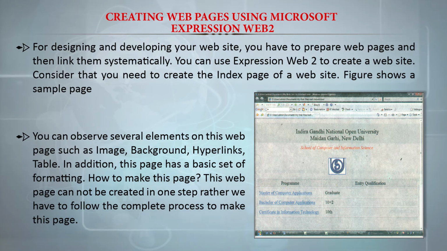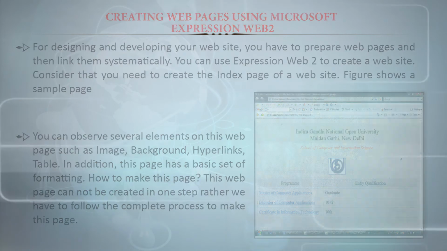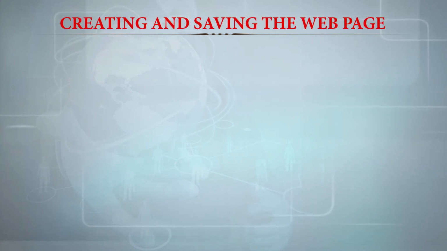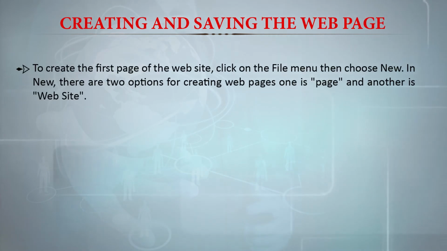In addition, this page has a basic set of formatting, and in fact how to make this page is the challenge. This web page cannot be created in one step, rather we have to follow the complete process to make this page. And how do we create and how do we save the web page? To create the first page of the website, click on the file menu, then select the new option.